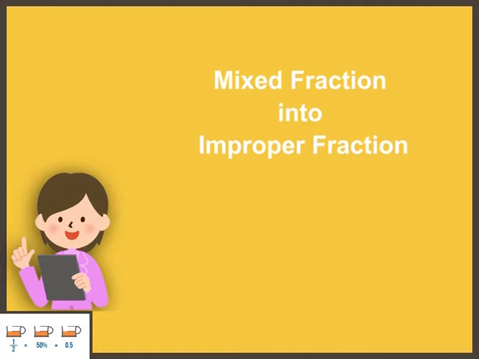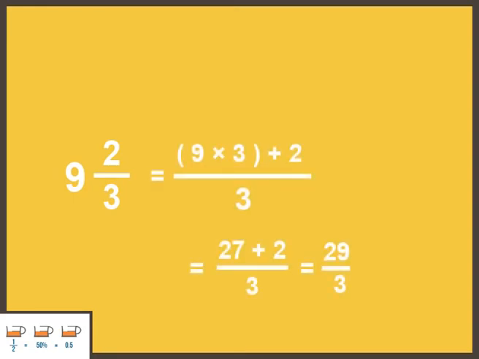We can also convert a mixed fraction into an improper fraction. We have a mixed fraction 9 2/3. This can be converted into an improper fraction by multiplying the whole number 9 with the denominator 3 to give 27. Then add the product to the numerator 2 and get 29 as the new numerator. And the fraction is written as 29/3.